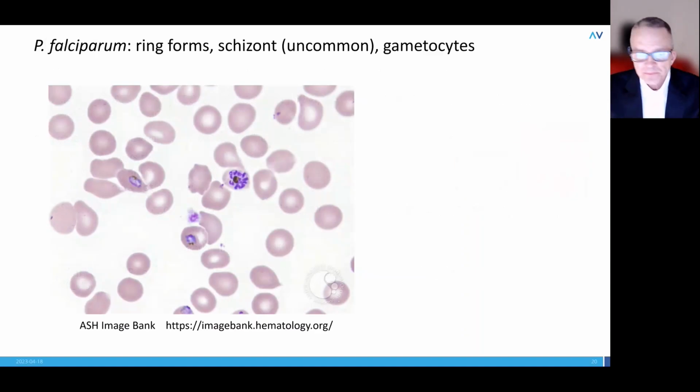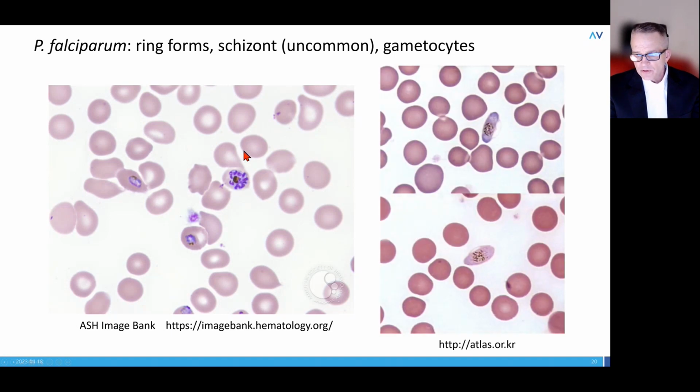Some images. This is from the ASH Image Bank. It shows Plasmodium falciparum, the ring forms, as in our patient. And here is the unusual presence of the schizont, where you can see the individual merozoites present. And then also, here are a couple of images of gametocytes. They look quite similar to the ones in our patient.